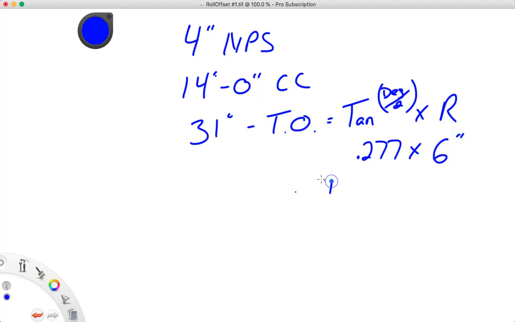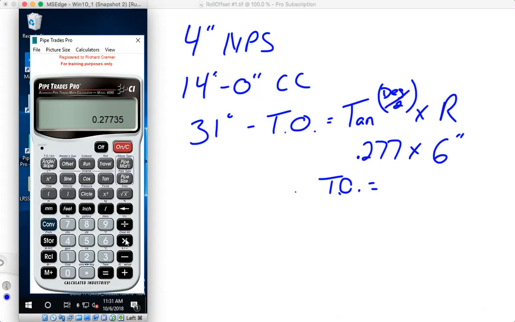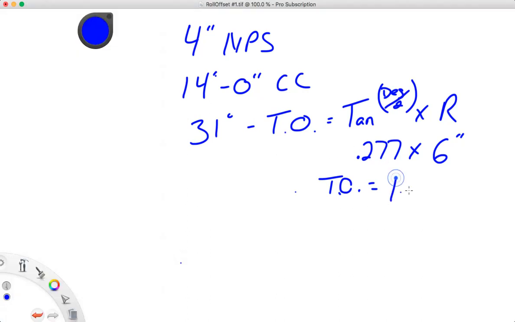Okay, so our takeoff will be times 6 inches equals 1 11/16. Okay, so we want our total takeoff. We've got to know how much to take off completely, so we've got to times that by 2, and then we've got to add 1/4 of an inch for our weld gaps. It's 1/8 of an inch on each side for our weld gaps.